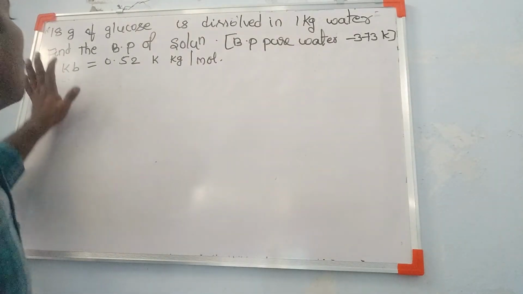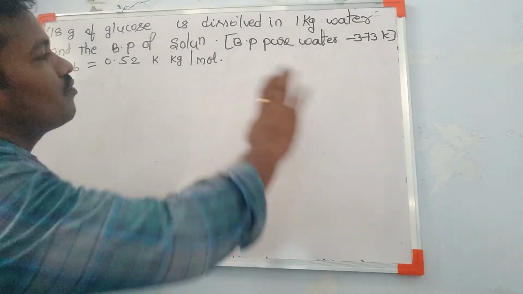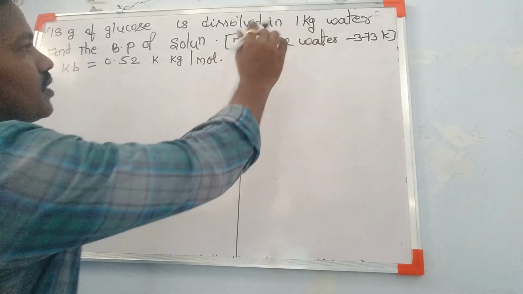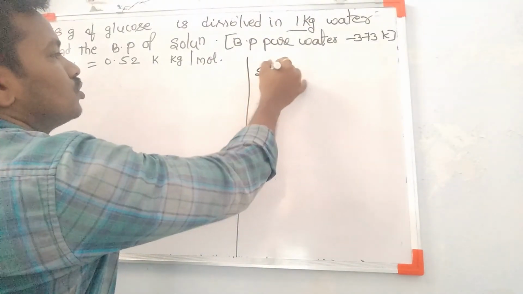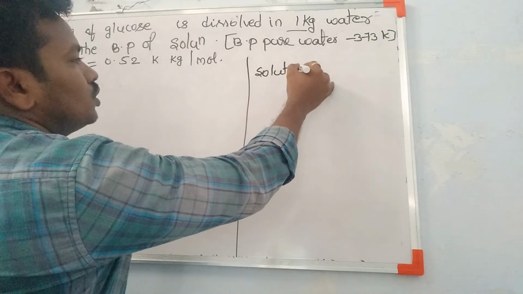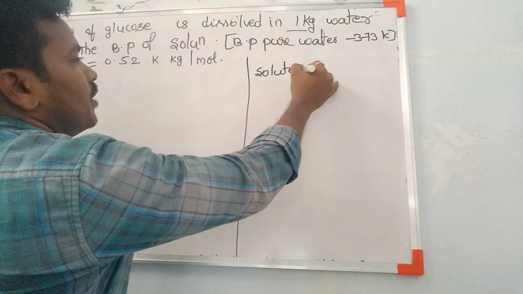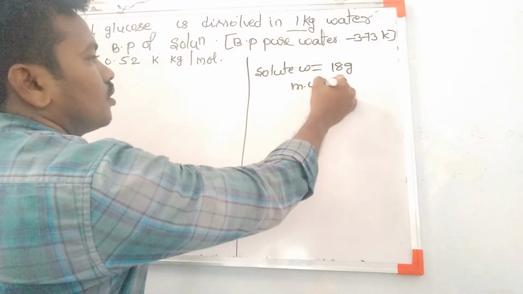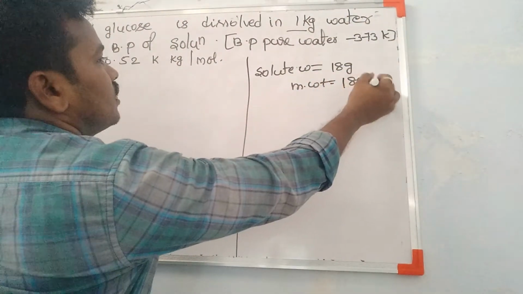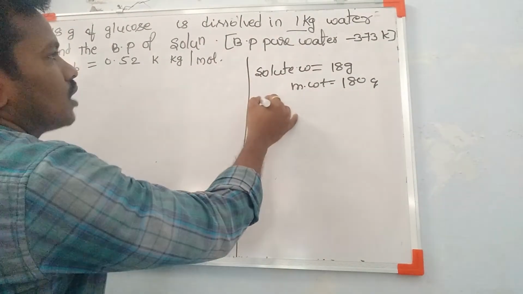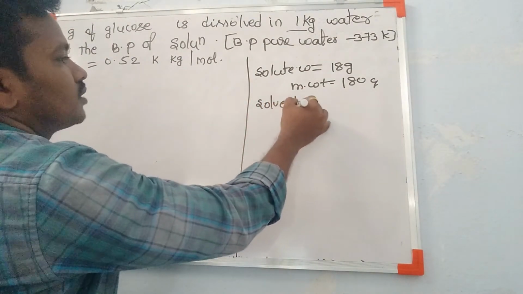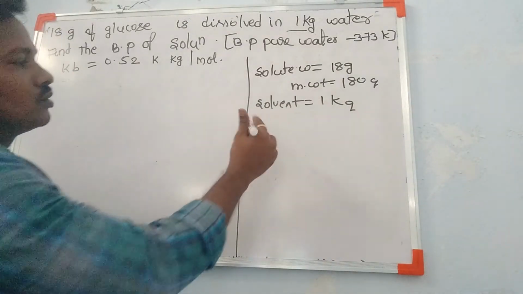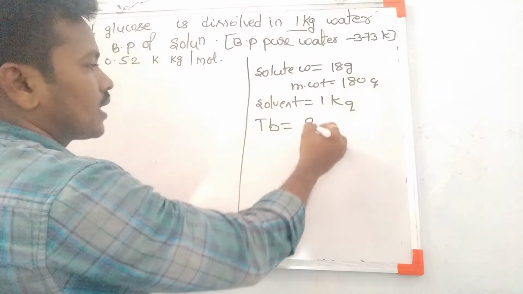See the next question. 18 grams of glucose is dissolved in 1 kg of water. What is the solute? The solute is glucose, so the weight of the solute is 18 grams. Molecular weight of glucose is 180 grams. The weight of the solvent is 1 kg. Find the boiling point of the solution. So TB we have to calculate.